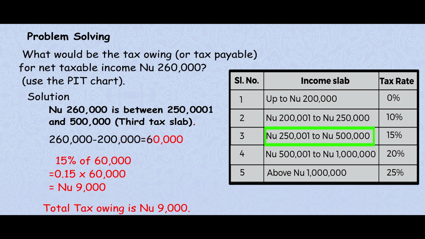Then on this 60,000, you have to calculate the tax. In the third tax slab, the rate of tax is 15%. Therefore, 15% of 60,000 is equal to 0.15 times 60,000, that is equal to Nu 9,000. Therefore, the total tax owing is Nu 9,000. That is how we calculate the personal income tax from the net taxable income.